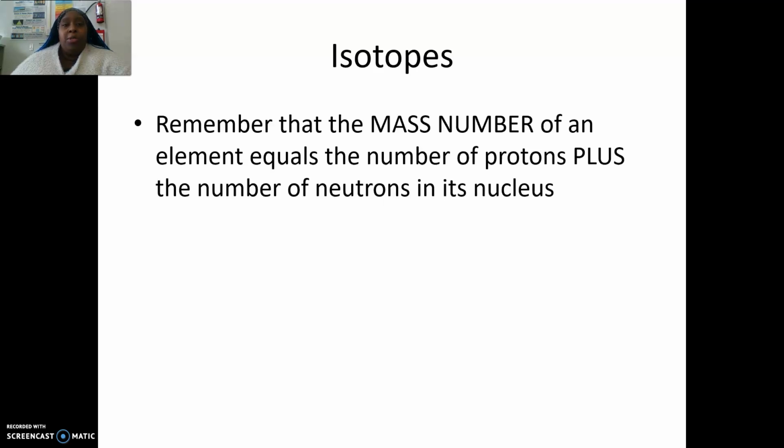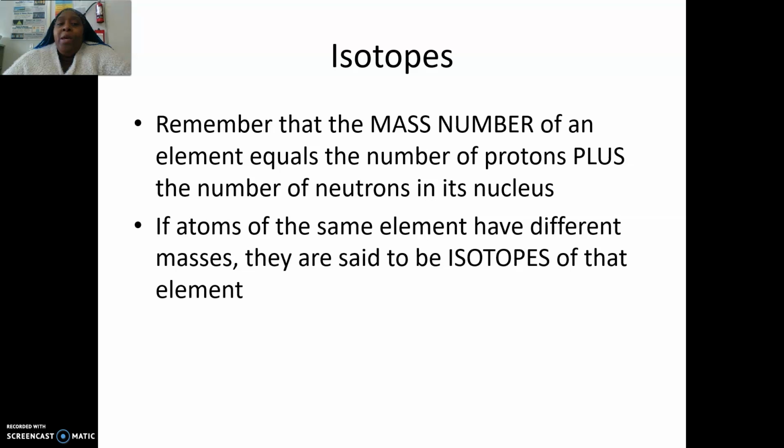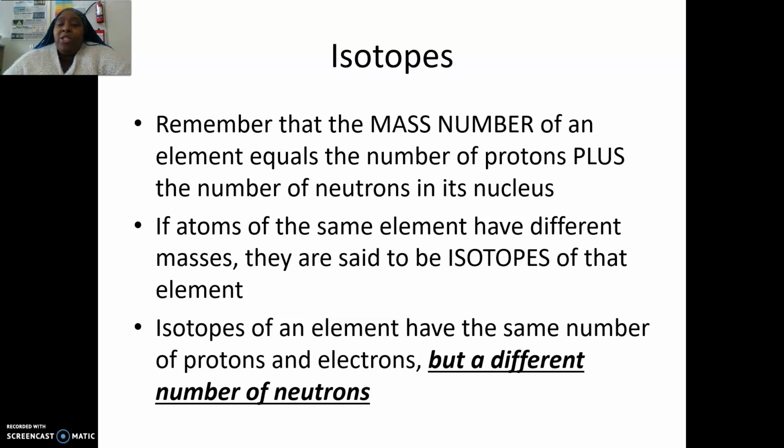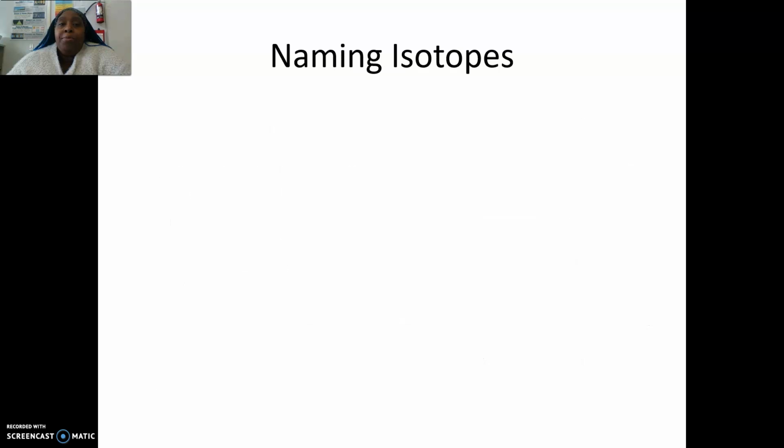So for isotopes, first of all, let's review some of the things that you guys already know, right? You already know that the mass number of an element is equal to the number of protons plus the number of neutrons in its nucleus. If atoms of the same element have different masses, they are said to be isotopes of that particular element. Isotopes of an element have the same number of protons and electrons, but a different number of neutrons. That is what makes them an isotope.